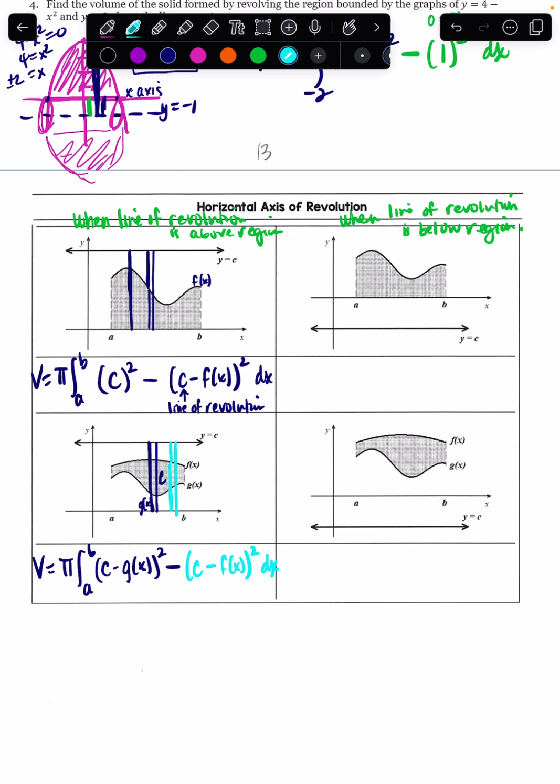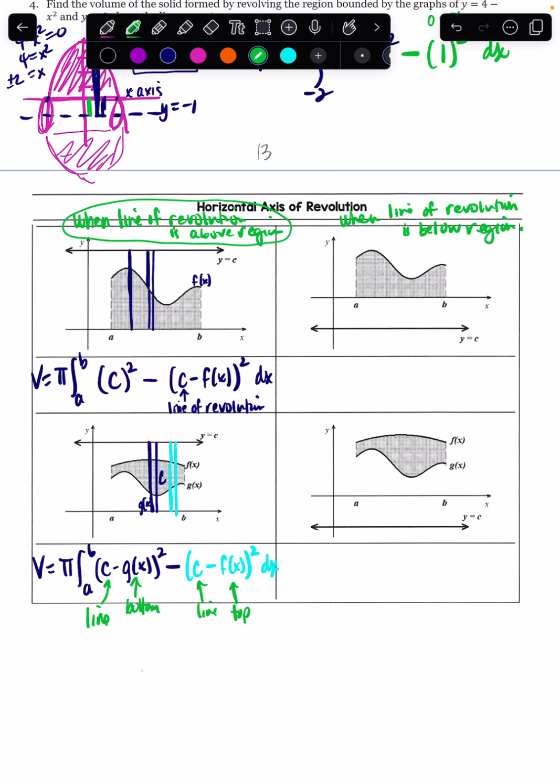Okay, so a lot of these, if you're struggling, you want to think c is your line. These are all when your line of revolution is above. Line minus the bottom function, and then line minus the top function, if you're one that likes to have that. All right, the other side.